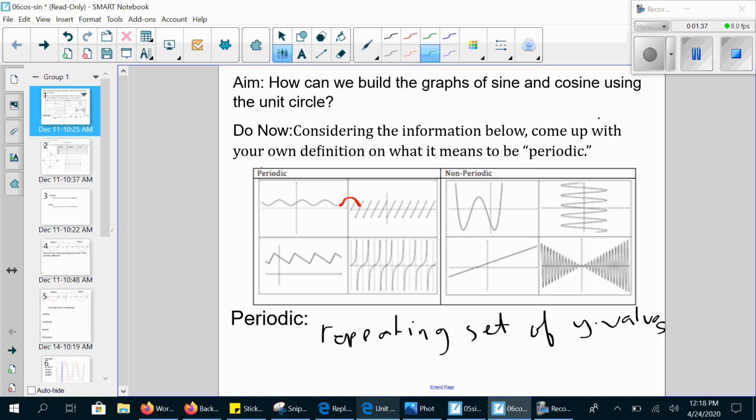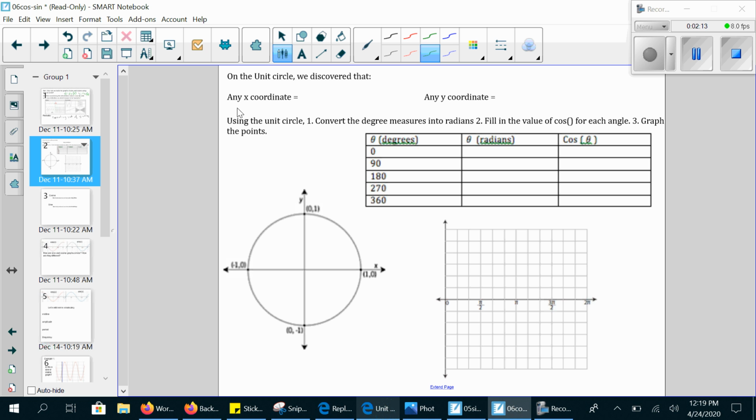And if we look at another one, we've got this pattern that repeats over and over and over to create the graph. And that's not the case for these non-periodic graphs. So the reason we're defining that is that sine and cosine, when we graph them, so if we're graphing the equation y equals sine x or y equals cosine x, we do get a periodic function. We do get a periodic graph. So let's look at how that periodic graph is created.